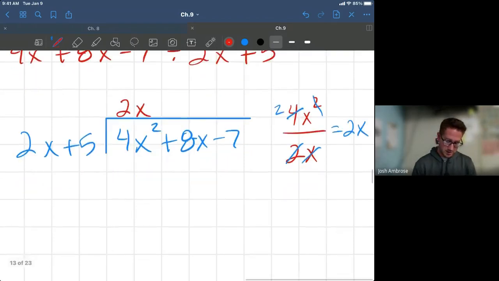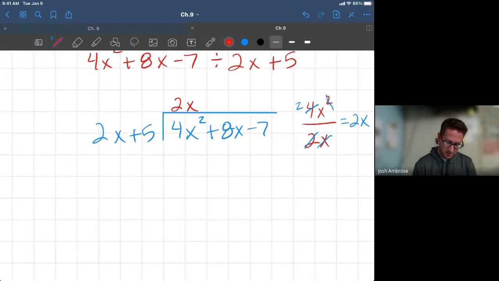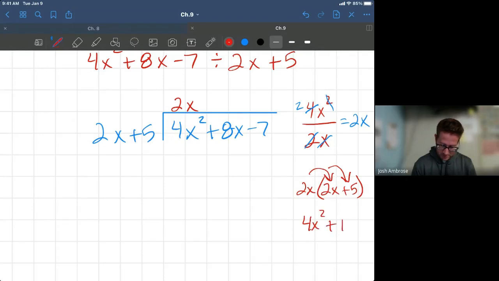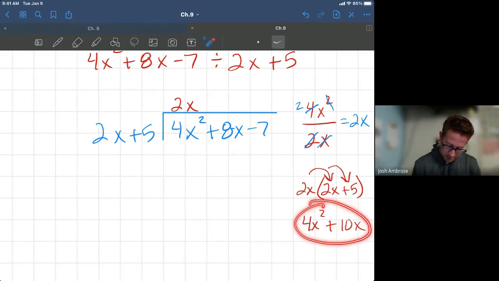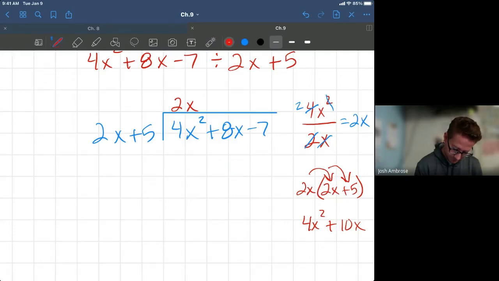Okay, now step 2 is taking the first part of your answer and multiplying it into the entire binomial. That's step 2. Distribute 4x squared plus 10x. That's step 2. Step 3 is taking what we just got right here, moving it over, and then we're going to use subtraction. 4x squared plus 10x. Use subtraction.